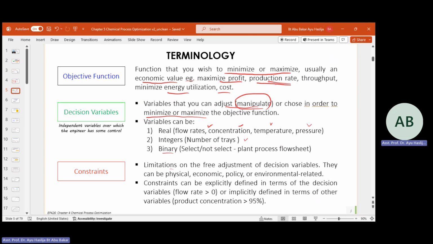Constraint is the limitation. It can be physical, economic, or policy, or environmental related. For example, just now to reduce the COD concentration in the wastewater to fulfill the environmental regulation. So that is your constraint, the environmental regulation.